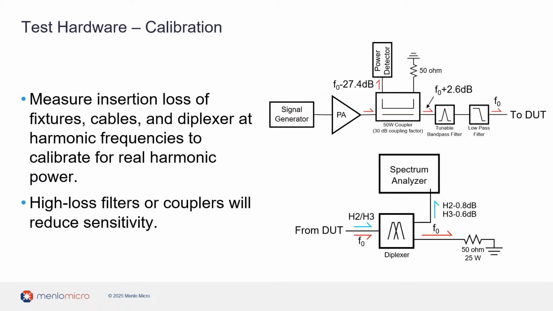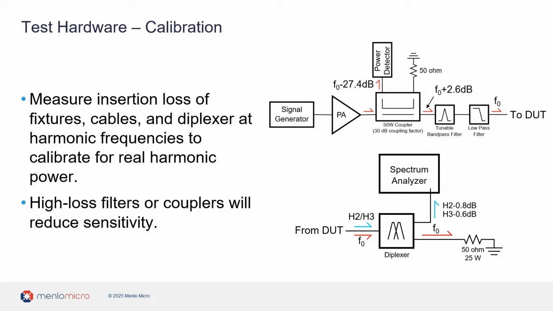The next challenge we'll discuss in designing a measurement system for harmonic distortion is the calibration. Both the power at the input of the DUT of the principal frequency, as well as the power of the harmonic tones at the output of the DUT going towards the spectrum analyzer. We're using a power detector to monitor the power at the input of the DUT, but the losses of the coupler, the filters, and any cables and interconnects between the PA and the DUT all need to be measured, usually with a VNA, so that we know what the offset should be at the power detector to know the power at the DUT.